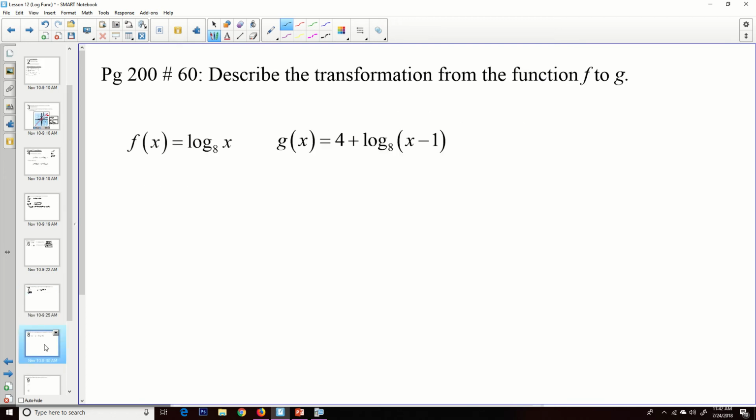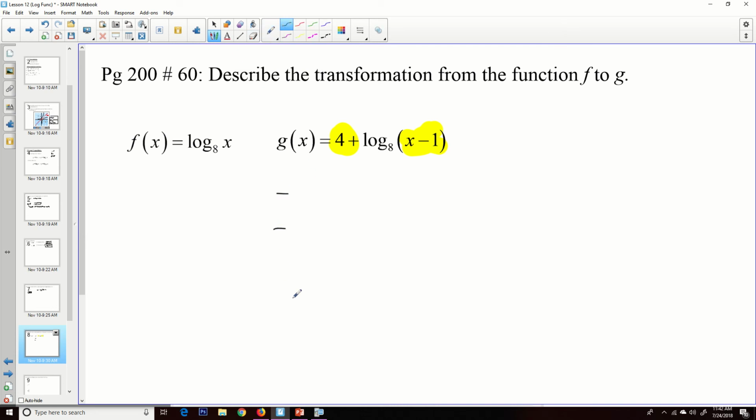All right, next. It says, describe the transformation from f to g. I look at this as my general logarithm, and when I look at this thing, I see two transformations. Even though it's a new function, a logarithmic function, the rules that we talked about for transformations from the first lesson still apply. I've got this x minus 1 and I've got this plus 4 here. So I see two transformations, 1, 2.